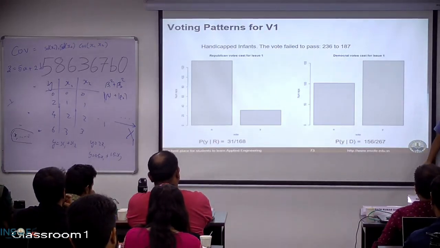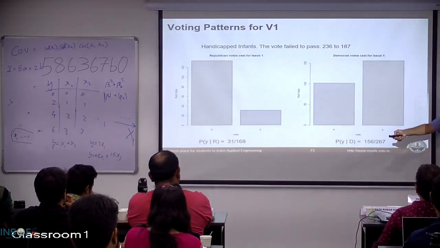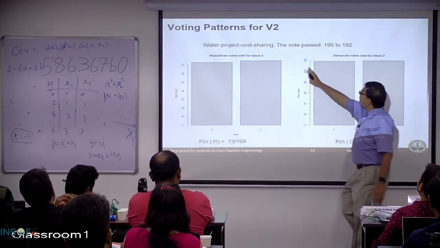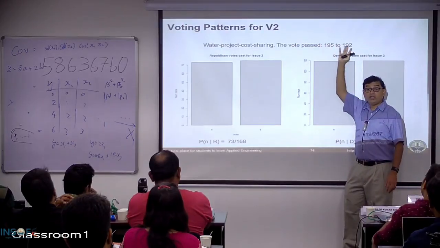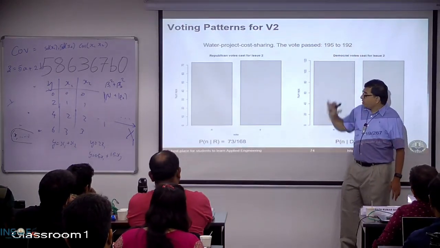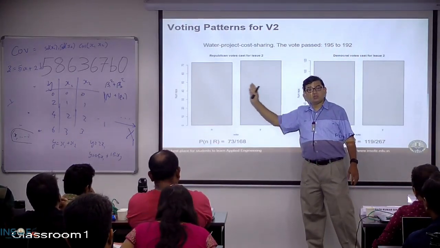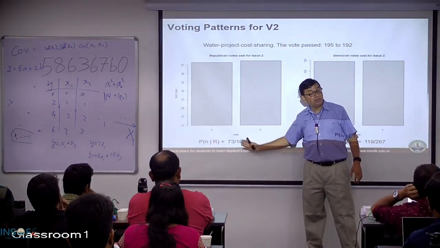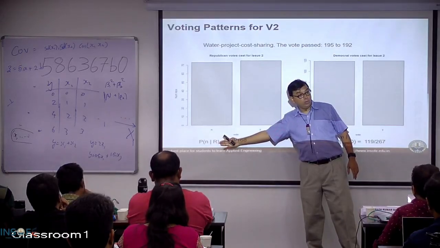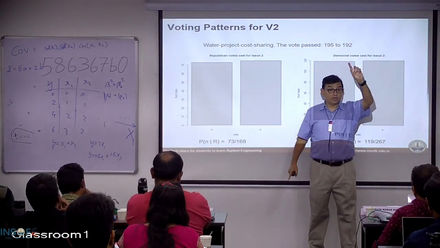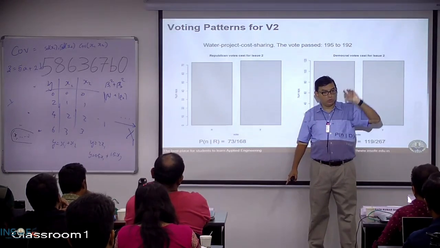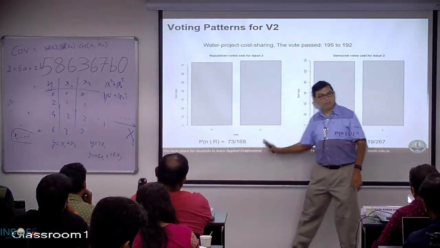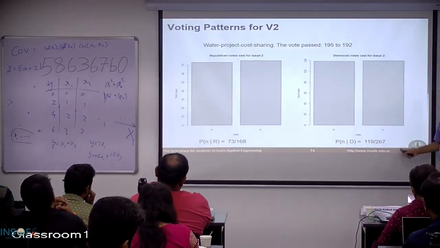Similarly, for issue 2, I can compute. Issue 2 passed by a very narrow margin, 195 to 192. And you have these yes and no votes, and I can compute the probability. Given a Republican, what is the probability he voted no? Because for issue 1, we wanted yes, and for issue 2, we wanted no. So for issue 2, I'm computing probabilities for no. I'm computing these numbers.